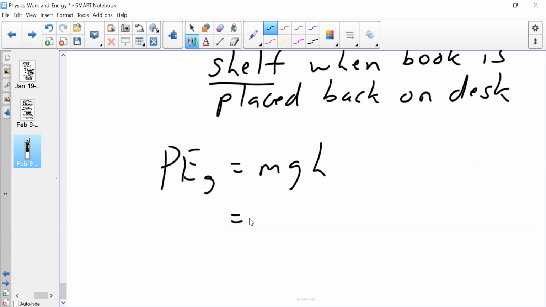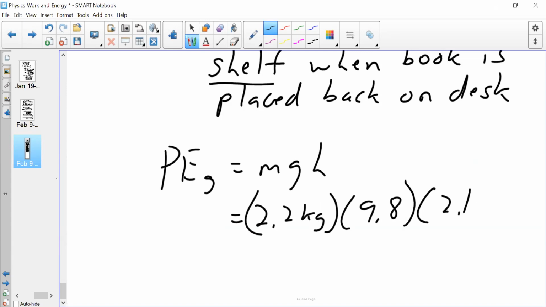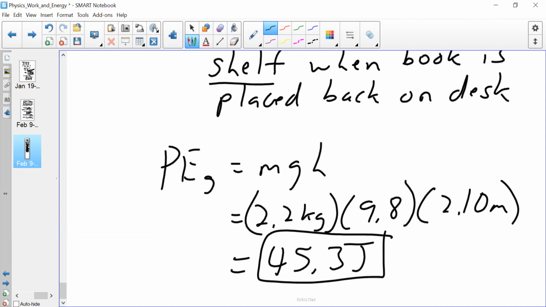Okay, gravitational potential energy, 2.2 kilograms, 9.8 gravity. Height is 2.10. Thank you, Miles. That's right. We're starting from the ground, going up. And we do that, and that's just calculated. 2.2, 9.8, 2.1. 45.2 or 45.3 joules. All right, but I ran out of space.